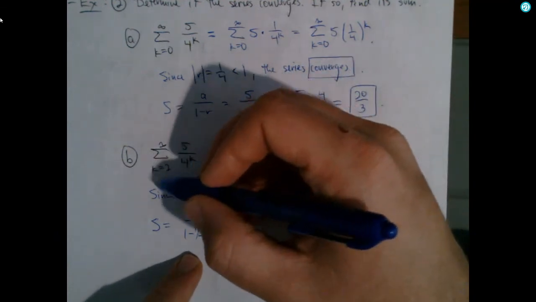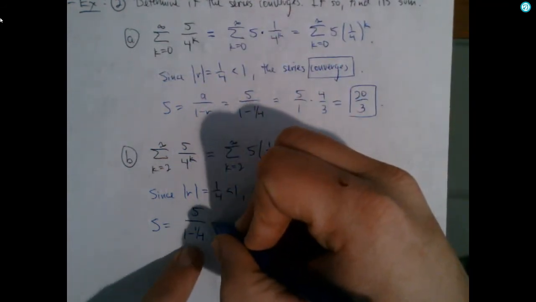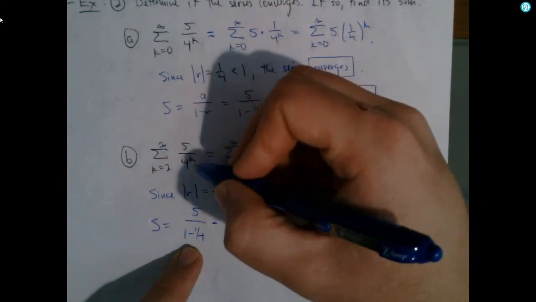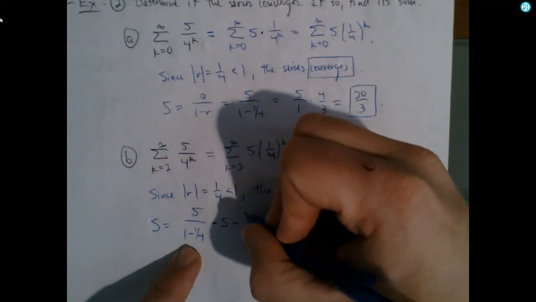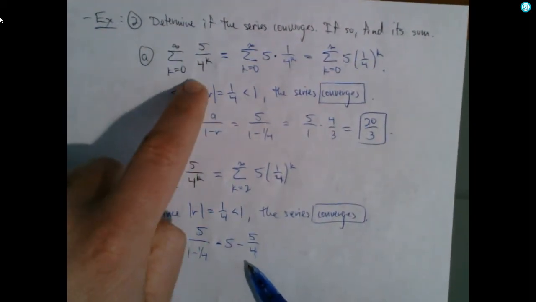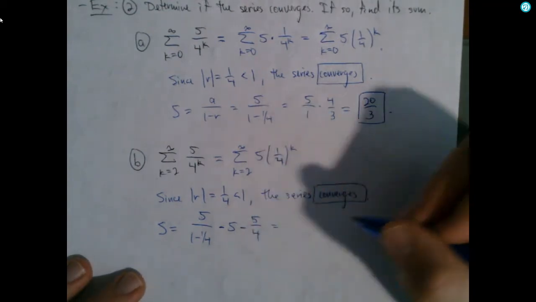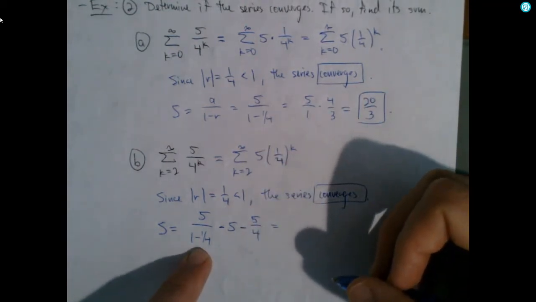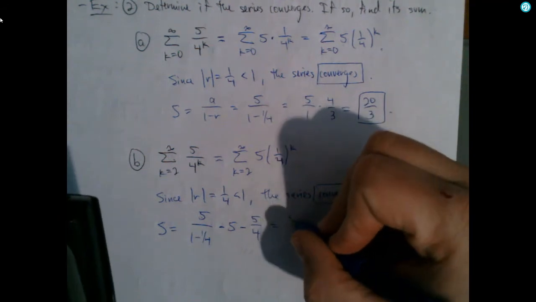And so what you have to do is subtract off the first two terms from this series. So it would be this minus, if you plugged in 0, you would get 5, and if you plugged in 1, you would get 5/4. So it's the same sum as the first one, but minus the first two terms of that series. So that's one way that you could find the sum. We know that that's 20/3. I'm just going to punch this into my calculator. 20/3 minus 5 minus 5/4 is 5/12. Right, 5/12.